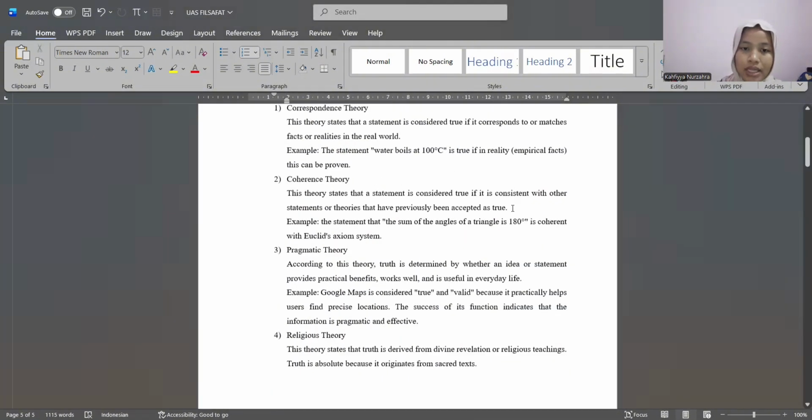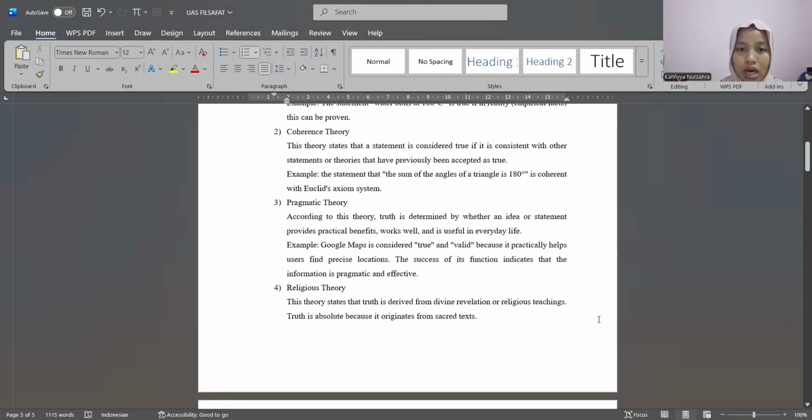3. Pragmatic theory. According to the theory, truth is determined by whether an idea or statement provides practical benefit, works well, and is useful in everyday life. Example, Google Maps is considered true and valid because it practically helps users find precise locations. The success of its function indicates that the information is pragmatic and effective.